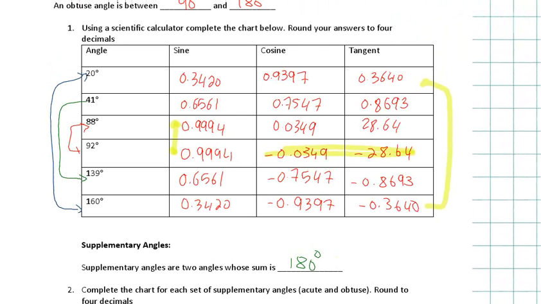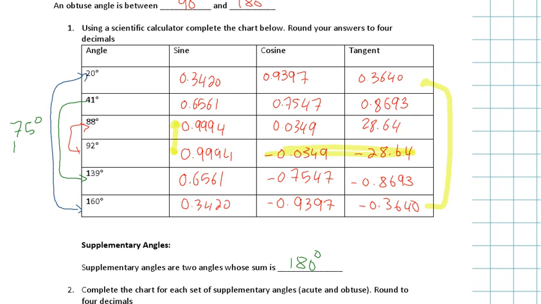Right? So if I give you an angle of, let's say, 75, what's your supplementary angle for that? They make the sum 180, right? So you do 180 minus 75, and you get 105. So 75 and 105 are supplementary angles.